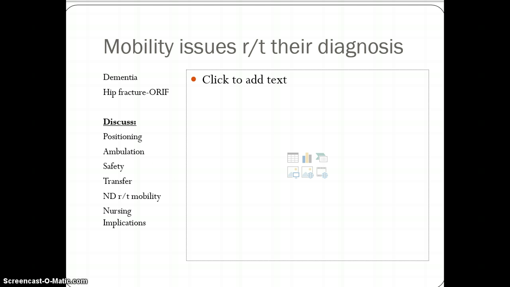As we look at mobility, other diagnoses that we have are your patients that have hip fractures, that have had open reduction, internal fixation surgery, where they've gone in and repaired that hip. They haven't replaced it, they've just repaired it. We know that positioning is going to be very important. Looking at our patient that had surgery to the hip, we would not want those legs to come together. We want to abduct those legs to keep that hip in its new position.